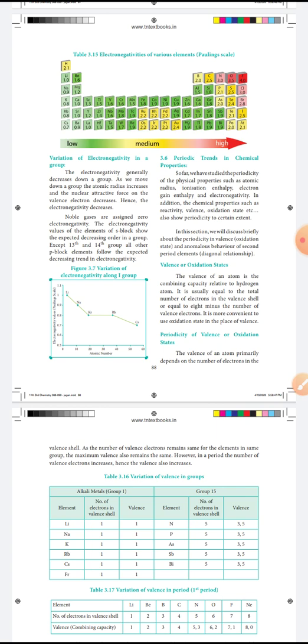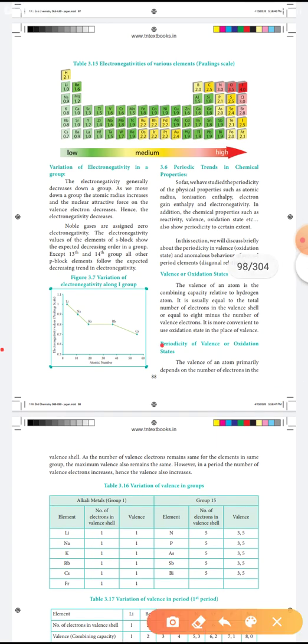That graph was atomic number versus electronegativity. Going down the groups, the value decreases. Compare lithium and cesium: lithium has a higher electronegativity compared to cesium.